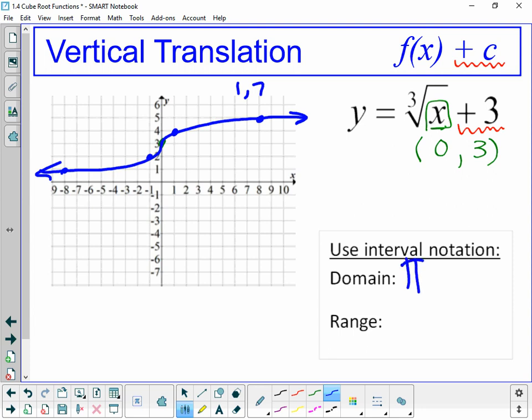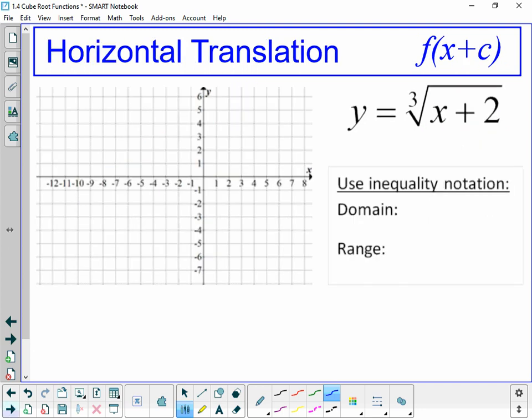Domain is all real numbers. Remember, you can think about that from left to right if you like. I don't care which way you write that. And then the range also is all real numbers. So that's a vertical translation of a cube root. Let's look at a horizontal translation.